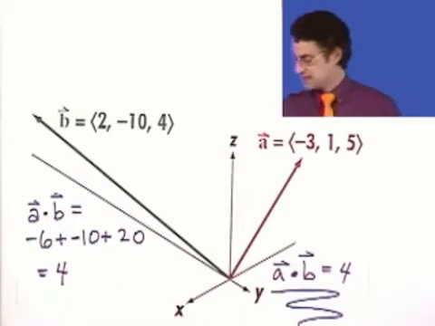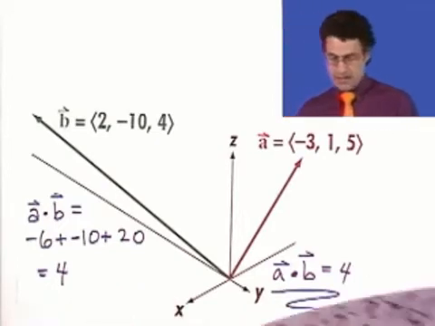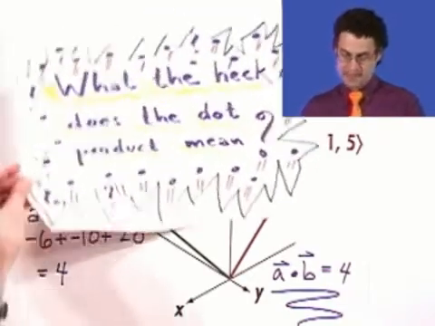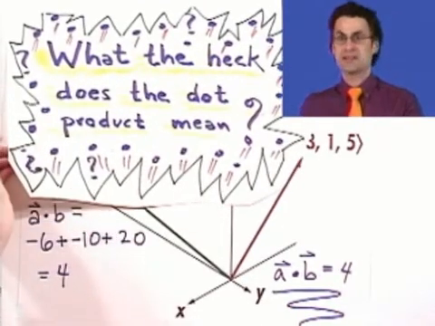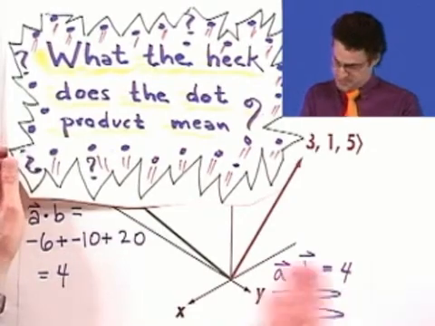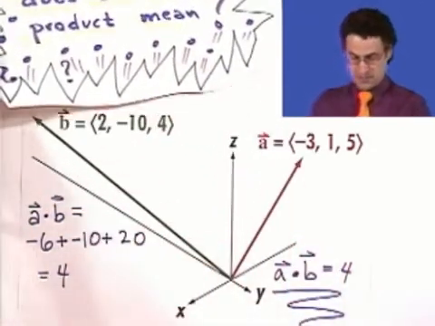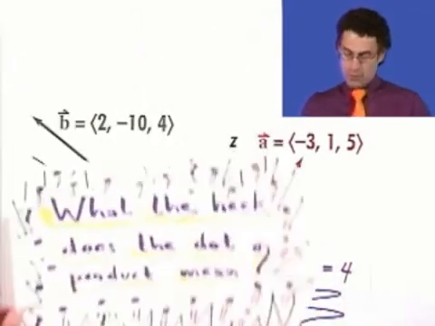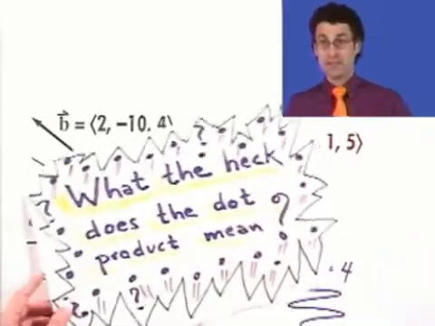That's great, except for the big question, what the heck does the dot product mean? What does it mean? What does 4 represent? 4 must mean something with respect to these two vectors, but it's not at all clear what it means. What does 4 represent here?